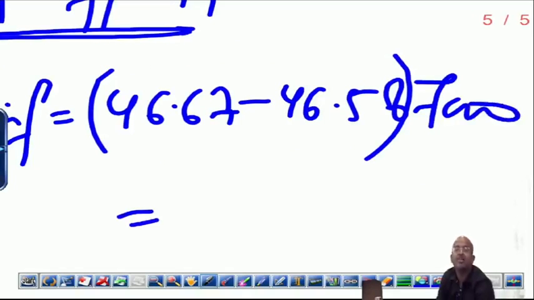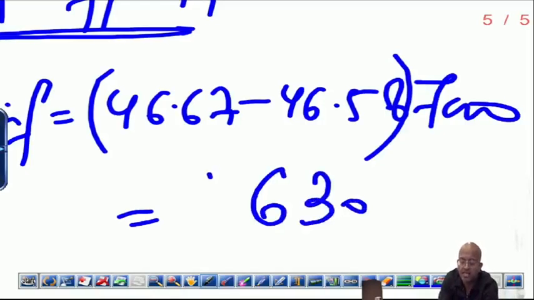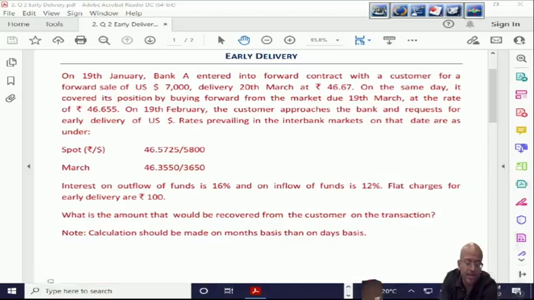And this is not considered to be gain or loss. This is considered to be inflow or outflow, because 46.58 has already been compared with the forward rate to find out the swap gain or loss. You can't compare 46.58 once again with 46.67 to say it's a gain or loss. It's not gain or loss, it's net inflow. So 630 is the net inflow. Since it's a net inflow, SBI will pay interest to the customer at a lower rate.